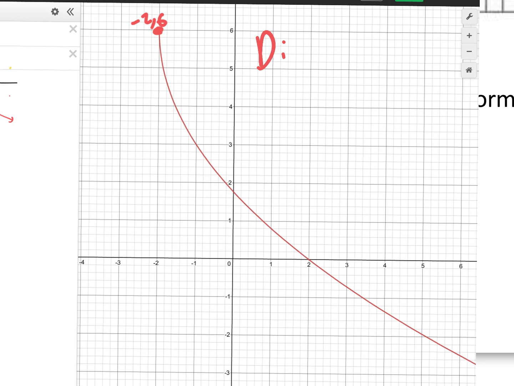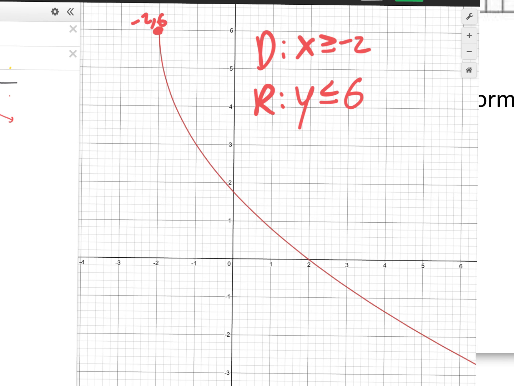By the way, what's the domain on this guy? Yes. x is greater than or equal to negative 2. That's great. And how about the range? y is less than or equal to positive 6. That's right. I think we got it.